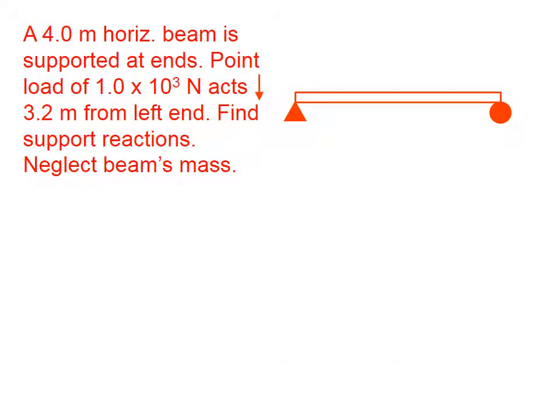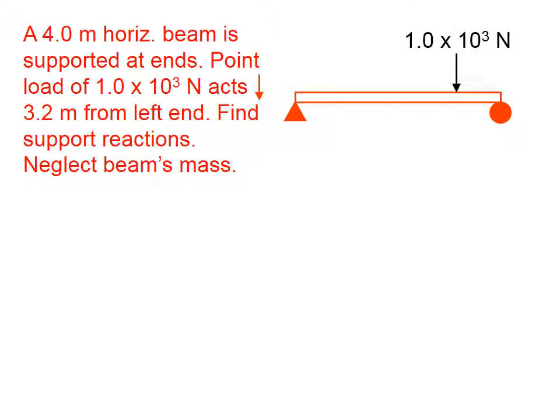Let's try an example problem. We have here a beam supported at the ends. One end is anchored in, the one on the left, and the one on the right is sitting on a roller, so that if the beam were to change length because the temperature changed and the beam would expand a little bit, this roller would allow the beam to do that. That's not important for this problem.